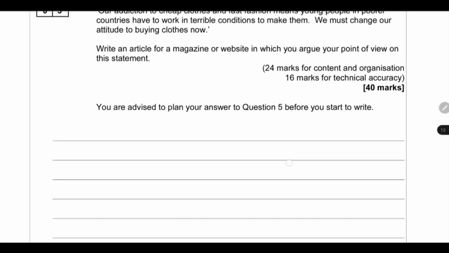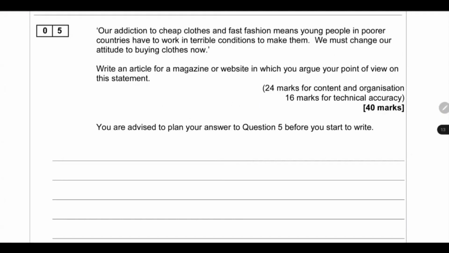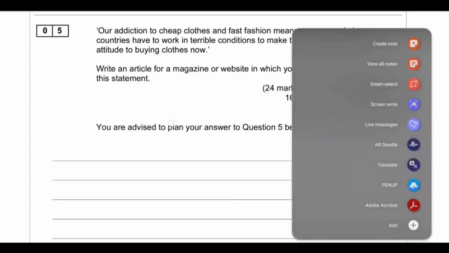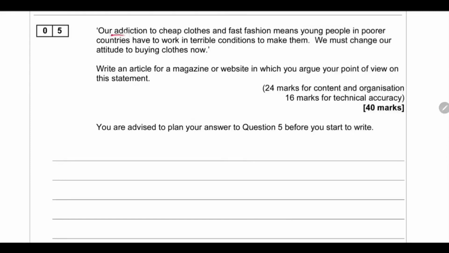And now moving on to the actual question and how to plan. So when we look at the question, there are key words within the question that we need to underline. So it says here, our addiction. So the first word I'm going to underline here is addiction. To cheap clothes and fast fashion. Okay, so fast fashion has actually been in the news recently. So fast fashion is, essentially, when you're producing large quantities of clothes for a low price.